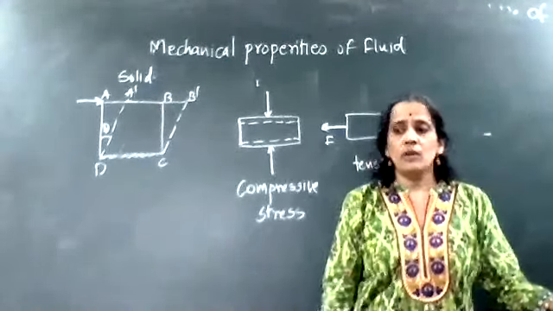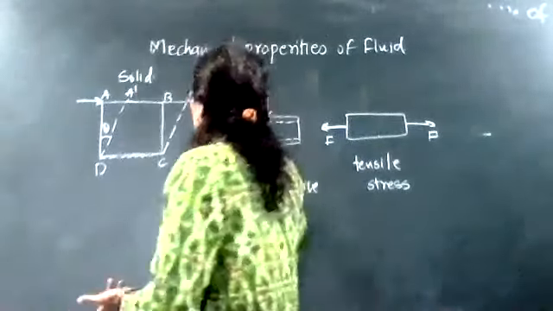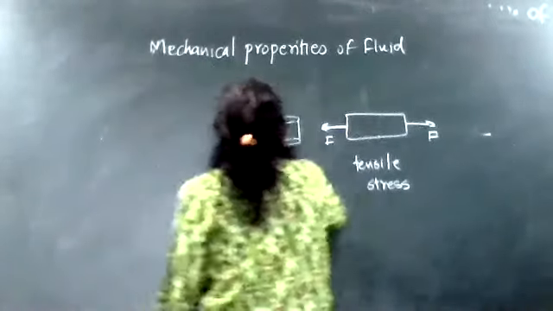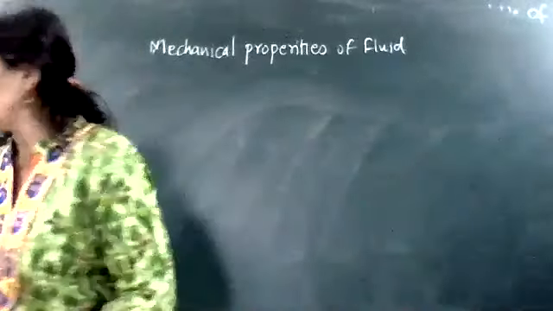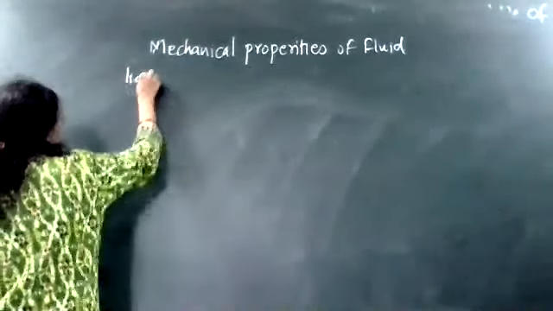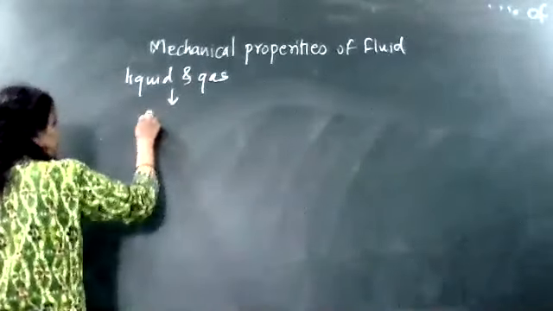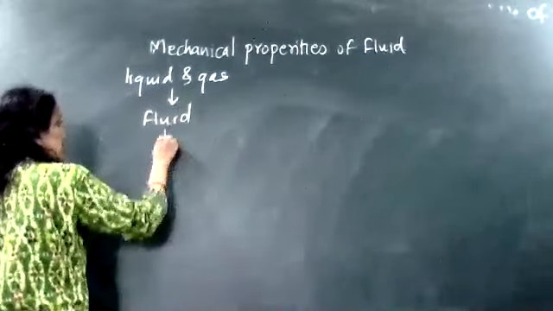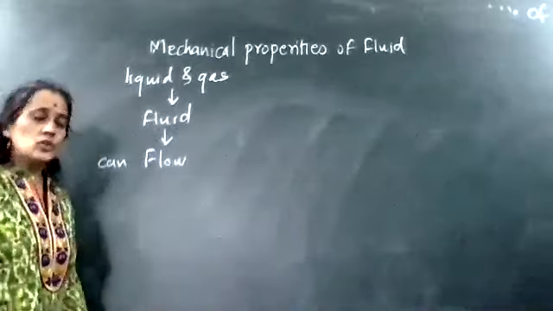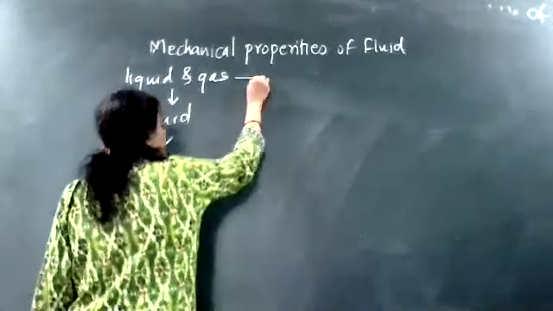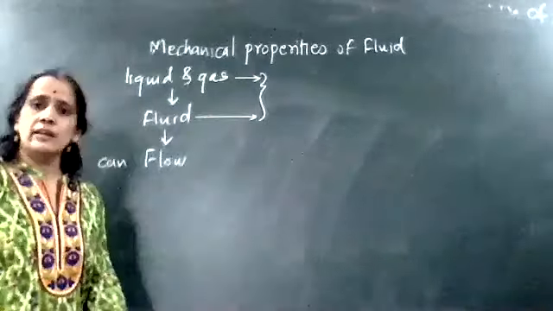Now, liquid is nothing but fluid because it can flow. So we can say that liquid and gas, as they can flow, are to be called fluids. I can say that liquid and gas both are referred to as fluid. Why? Because they can flow. So now the properties of fluid are nothing but the properties of liquid and gas.